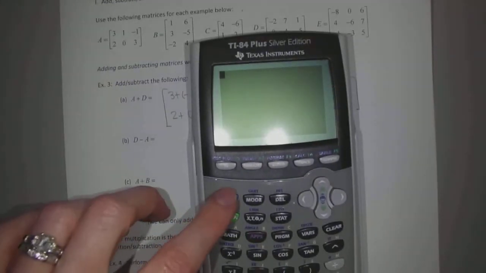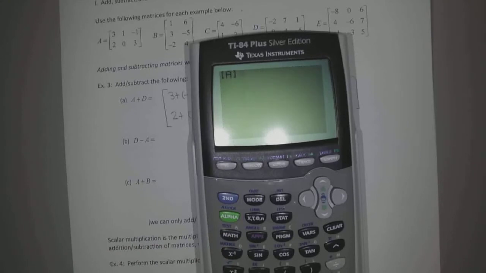So I just want to add A plus D. I already have them in my calculator. So I'll just do second matrix, choose A, plus second matrix, choose D, which is number 4. Right? Get them on your screen. So second matrix, A's right there. Hit enter.